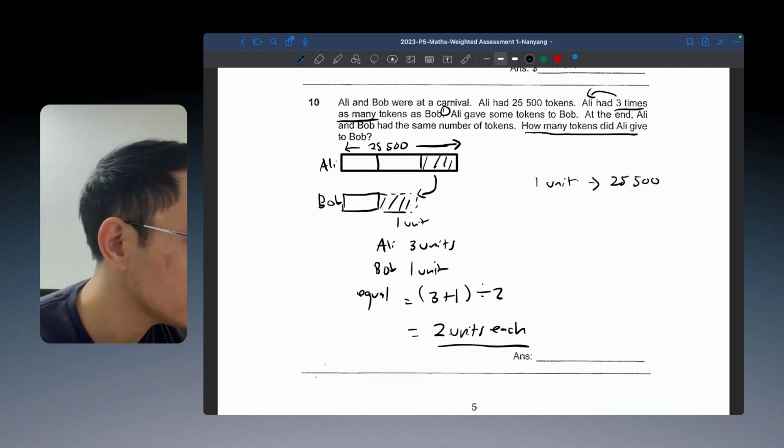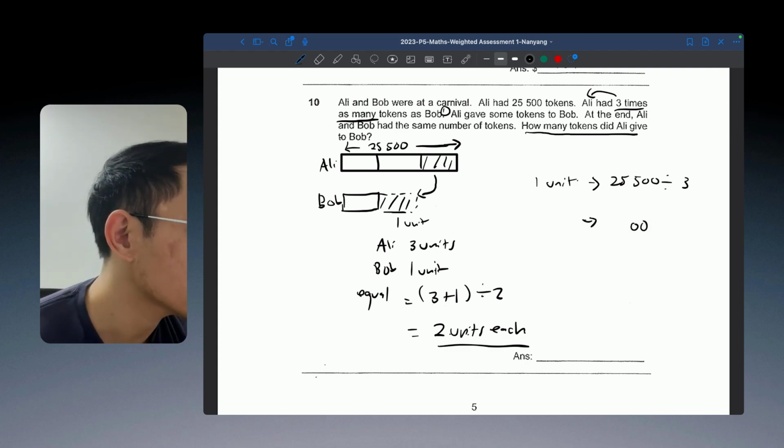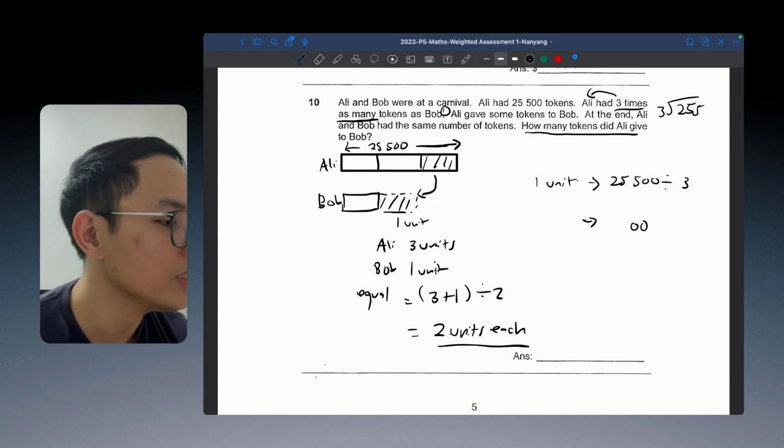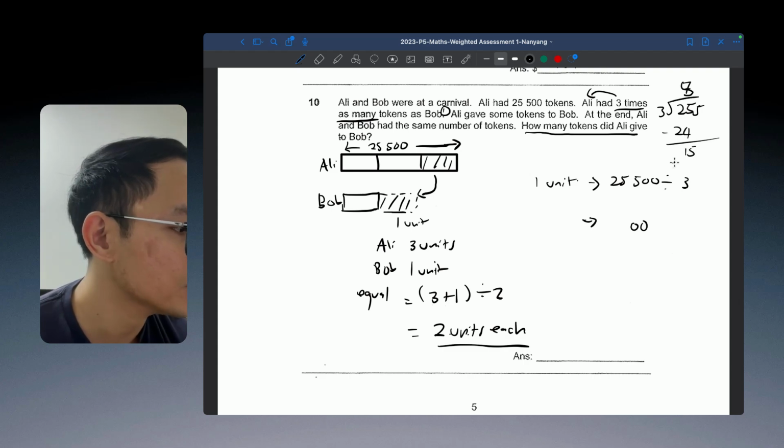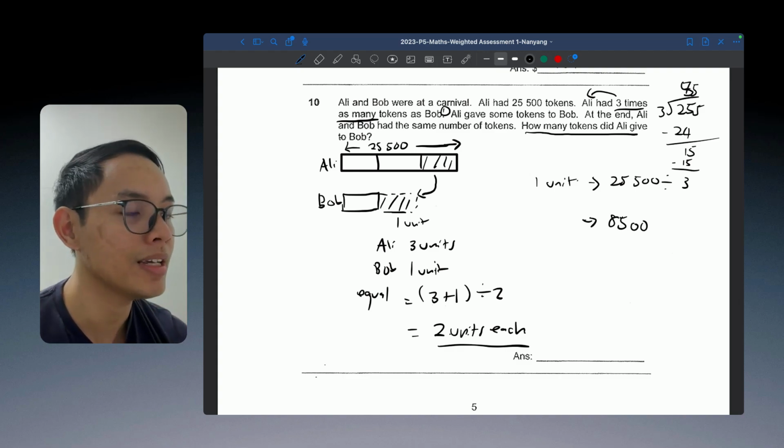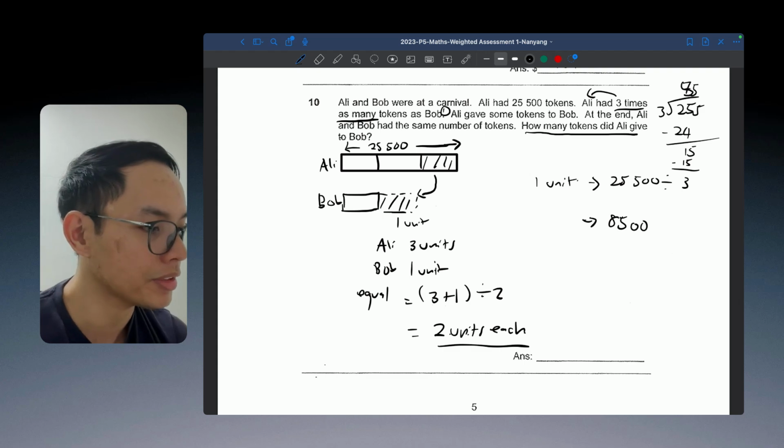Okay, right? And you can put in a 0, 0. Then you just divide 25 and 5 divided by 3. Okay, so this is 21, 7. Okay, no, sorry, 24. So it shouldn't be 7, should be 8, right? And then you have 15. It should be 5. So this should be 85, right? So 1 unit is 8,500.